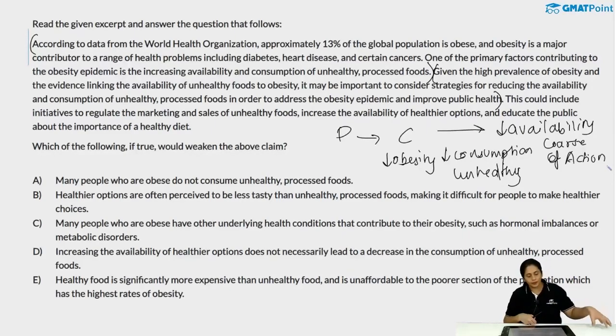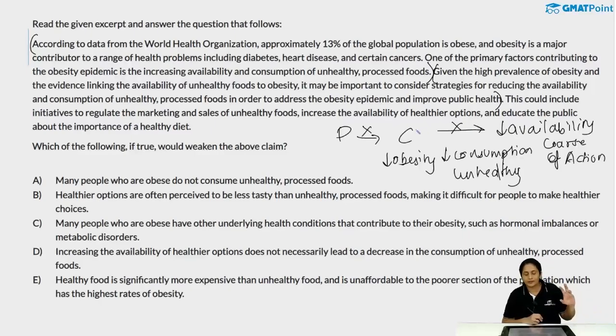So now that we understand the premise, the conclusion, and the course of action, let us try to see what the question is. Which of the following, if true, would weaken the above claim? Now, what would weaken the above claim? Any evidence which breaks this logic that obesity is linked to consumption of unhealthy foods, or if that link is weakened, then we will be able to weaken the above claim. The other way to weaken the above claim would be to refute this logic that doing this would help us achieve the given conclusion. If the course of action would be ineffective, that also would help us refute the course of action and the claim that is made above.